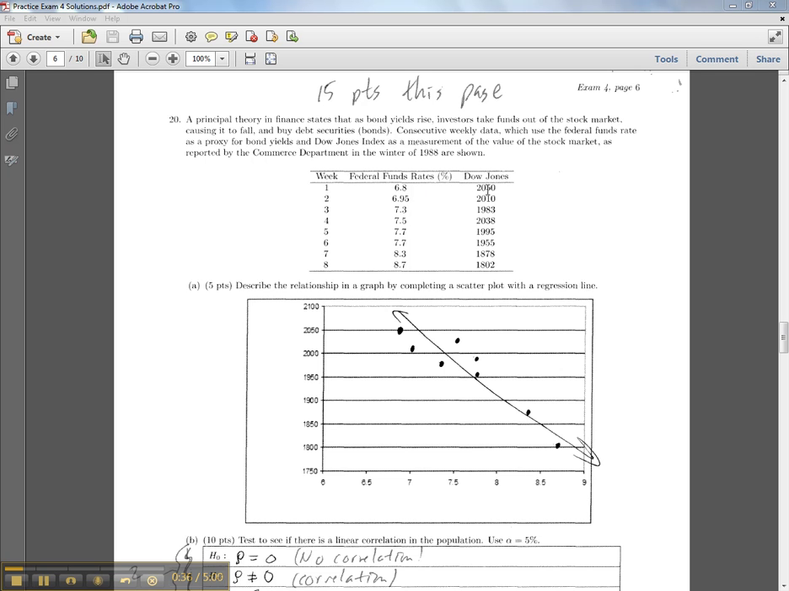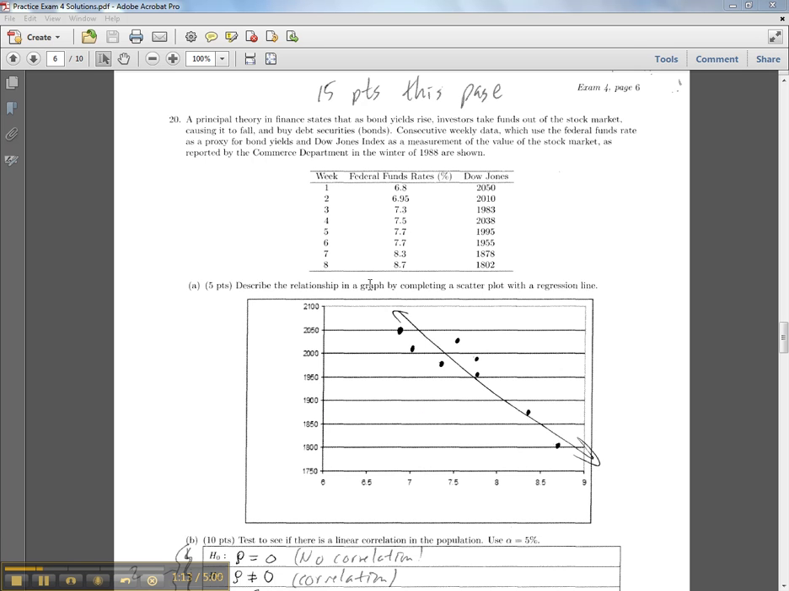We have two quantitative measurements, and if you look down, the second question is asking to describe the relationship in the graph by completing a scatter plot with a regression line. So that's a pretty big indicator that this is a linear regression t-test. And one of the things you're going to have to identify is what is your explanatory and what is your response. And again, if you look down, it makes your life easier. They show you that federal funds rates are the X and your response are the Dow Jones at that rate.